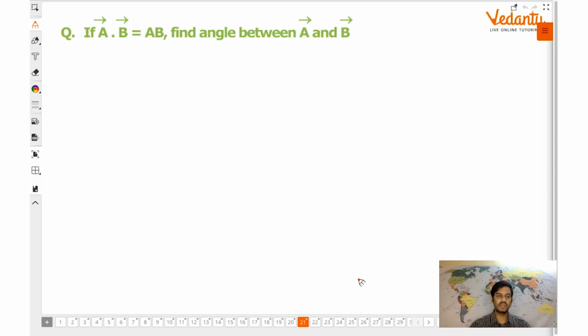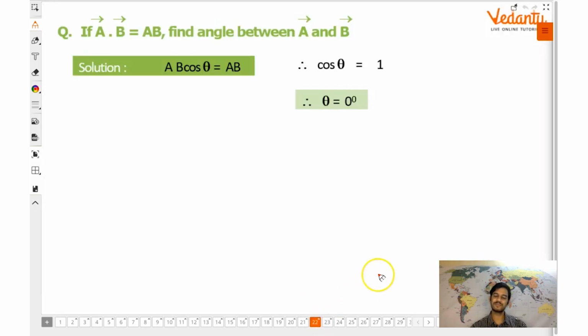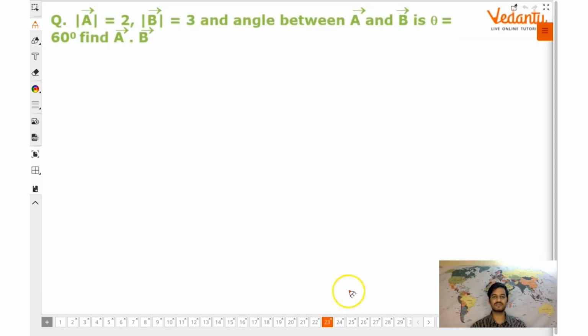ठीक है, चलो. If a dot b equals to ab, find angle between a vector and b vector. चलो गाइस, कैसे होगा? बहुत इजी. आई एम श्योर कमेंट्स में आंसर्स आना शुरू हो गए हैं. Let's see. Dot product formula ab cos theta, but it is equal to ab. That means cos theta is 1, the angle is 0 degree. छोड़ दिया होगा गाइस, बहुत चंपू क्वेश्चन है. Next question.